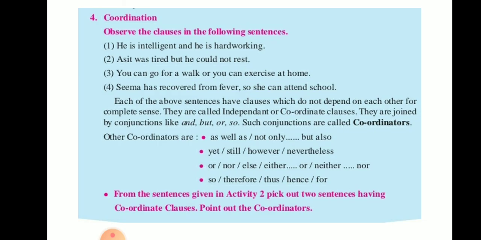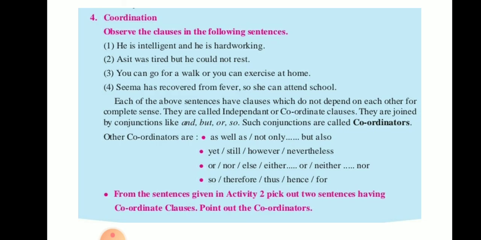Each of the above sentences has clauses which do not depend on each other for complete sense. They are called independent or coordinate clauses. They are joined by conjunctions like and, but, or, so. These are called FANBOYS. Such conjunctions are called coordinators. So all the 4 sentences are examples of compound sentences.